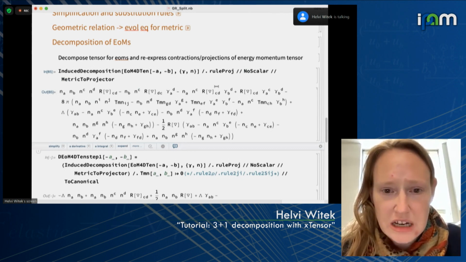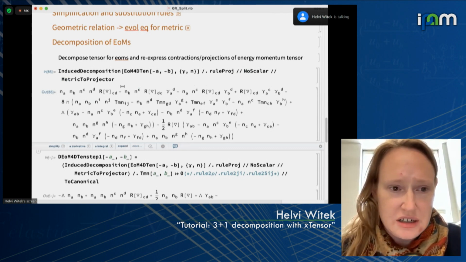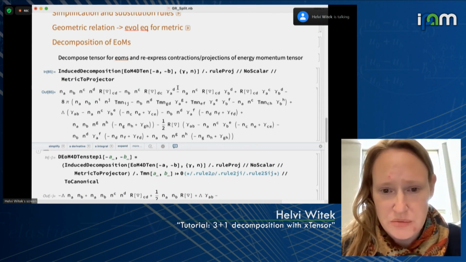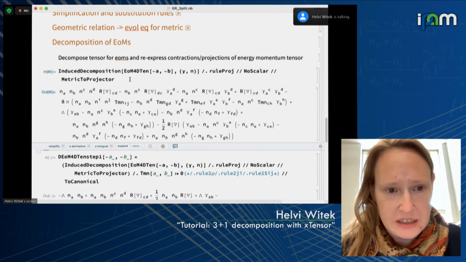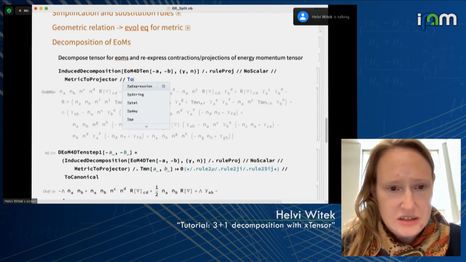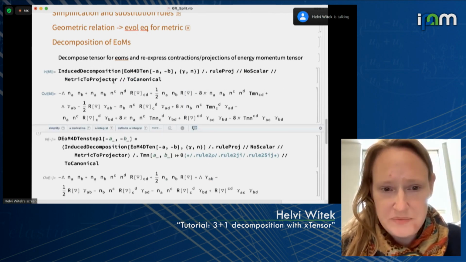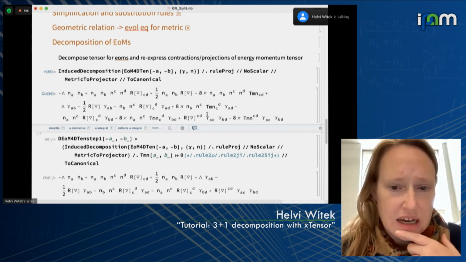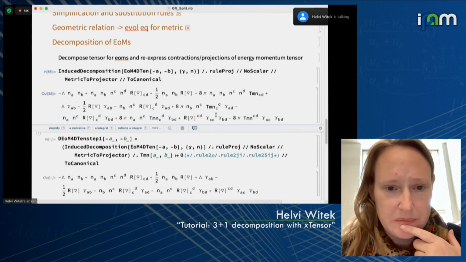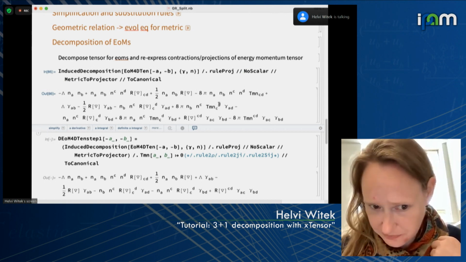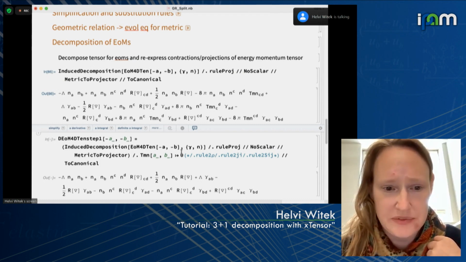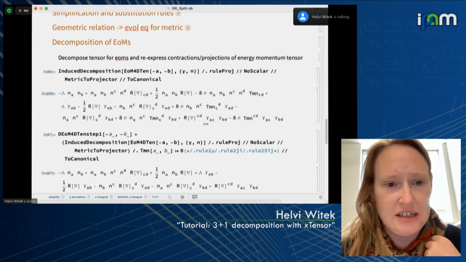So now all our expressions are carrying either normal vector or projection operator with them. And we can just bring that into canonical form. So that's what we have here. And to make our life a little bit simpler, I'm now focusing on vacuum spacetime. So I will just put the energy momentum tensor TMN, sorry, to 0. And that's what I already had here in this line.